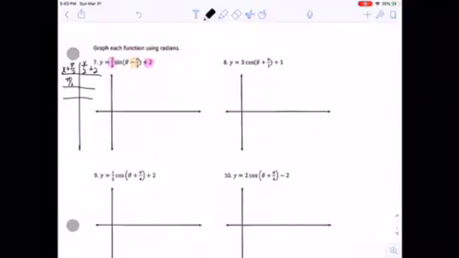So now, starting off, 0 plus pi over 2 is pi over 2. Pi over 2 plus pi over 2 is pi. Pi plus pi over 2 is 3 pi over 2. 3 pi over 2 plus pi over 2 is 2 pi, and 2 pi plus pi over 2 is going to be 5 pi over 2.